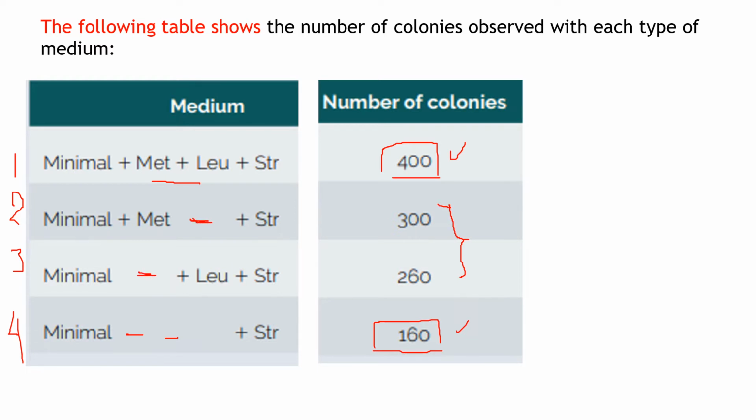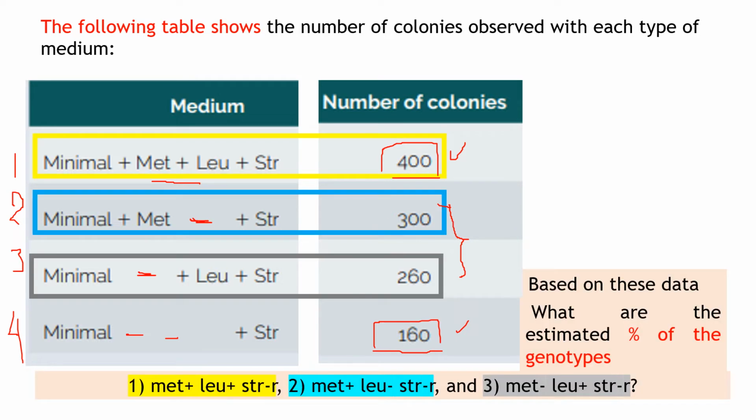Here they ask you, based on the data in this table, what are the estimated percentages of genotypes of the yellow one, the blue one, and the gray one. And remember this one will help you calibrate to the real concentration, because remember this one didn't have anything and it still showed growth. So let's go and solve it.